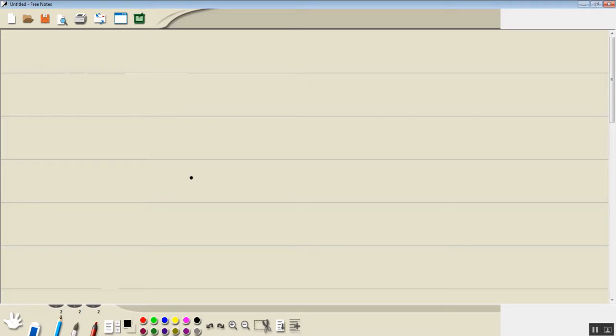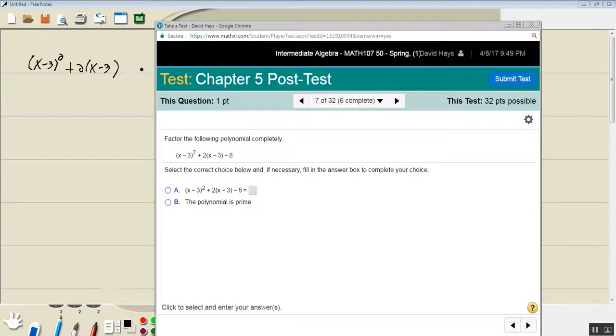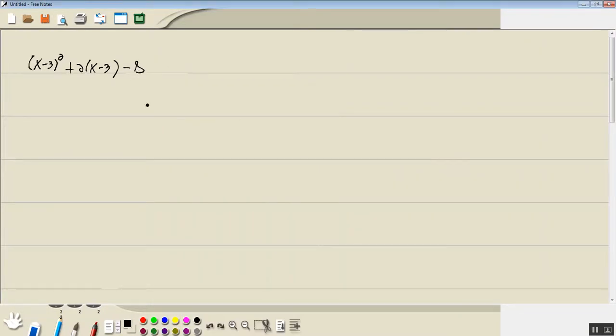Now let's take a look at our next problem. We got x minus 3 squared plus 2 times x minus 3 minus 8. Now this is best done with a method called U-substitution. What makes me think this is because if you can take the middle part here, which is x minus 3, raise it to the second power and it gives you this first part, that's when you can do the U-substitution.